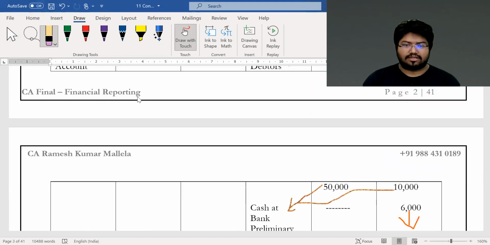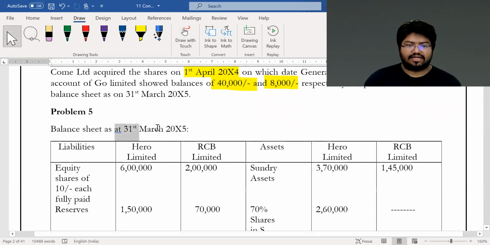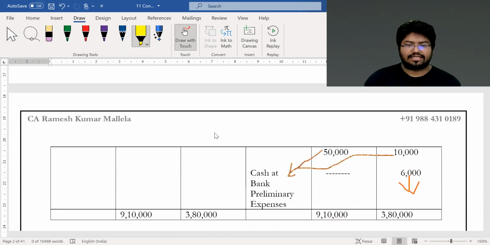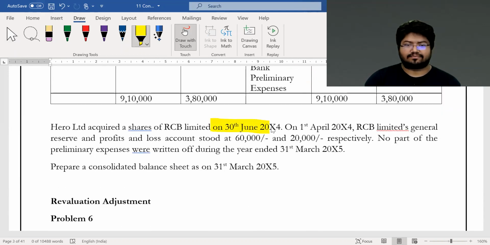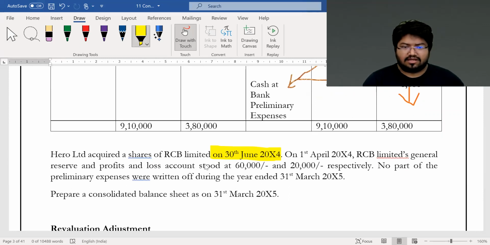Now, the most important thing in this problem is the date of consolidation is 31st March 25. However, date of control is in between the financial years. Date of control is on 30th of June 24. That means he did not buy in the beginning of the year and he did not buy at the end of the year also. He bought in between the year. So how do I do it is the question.